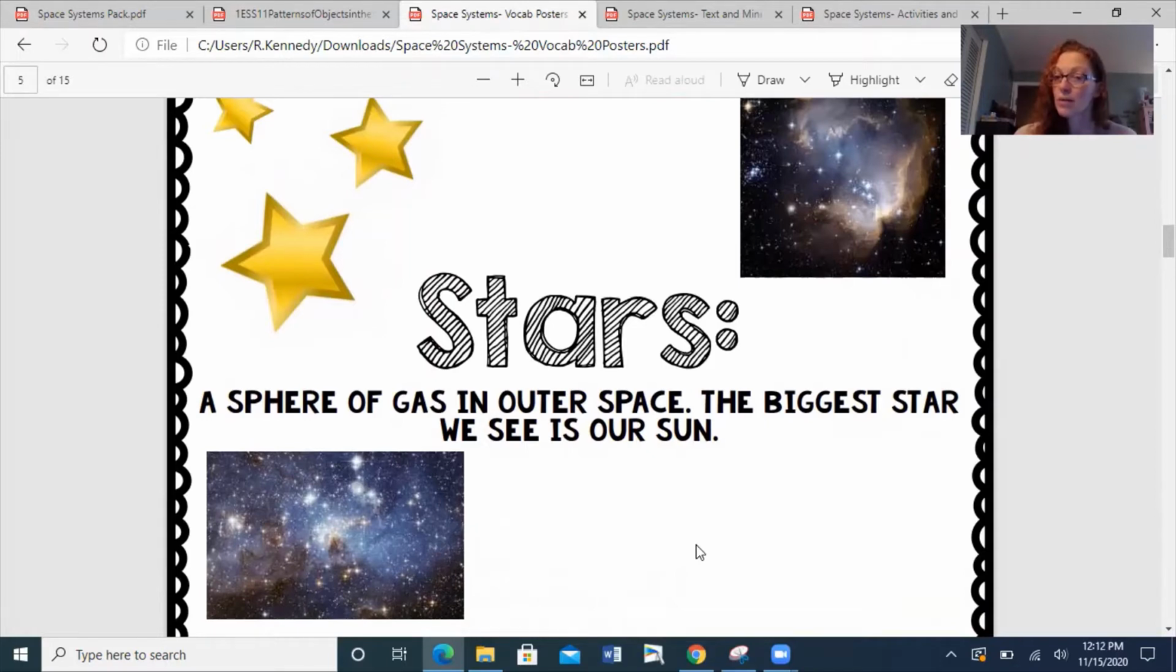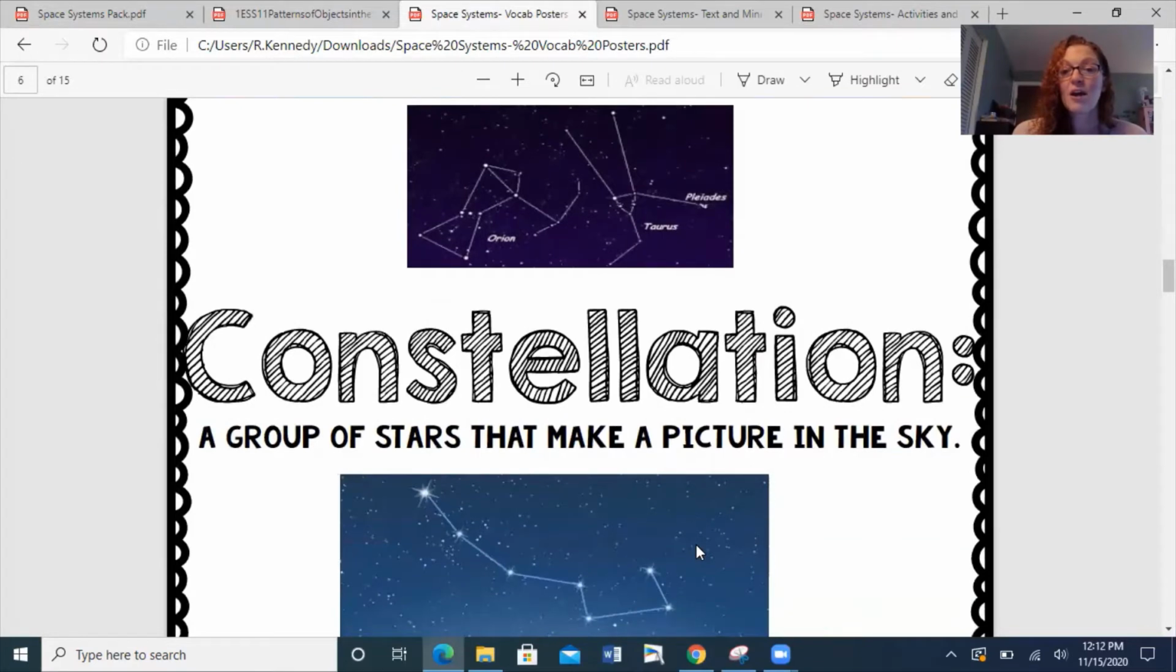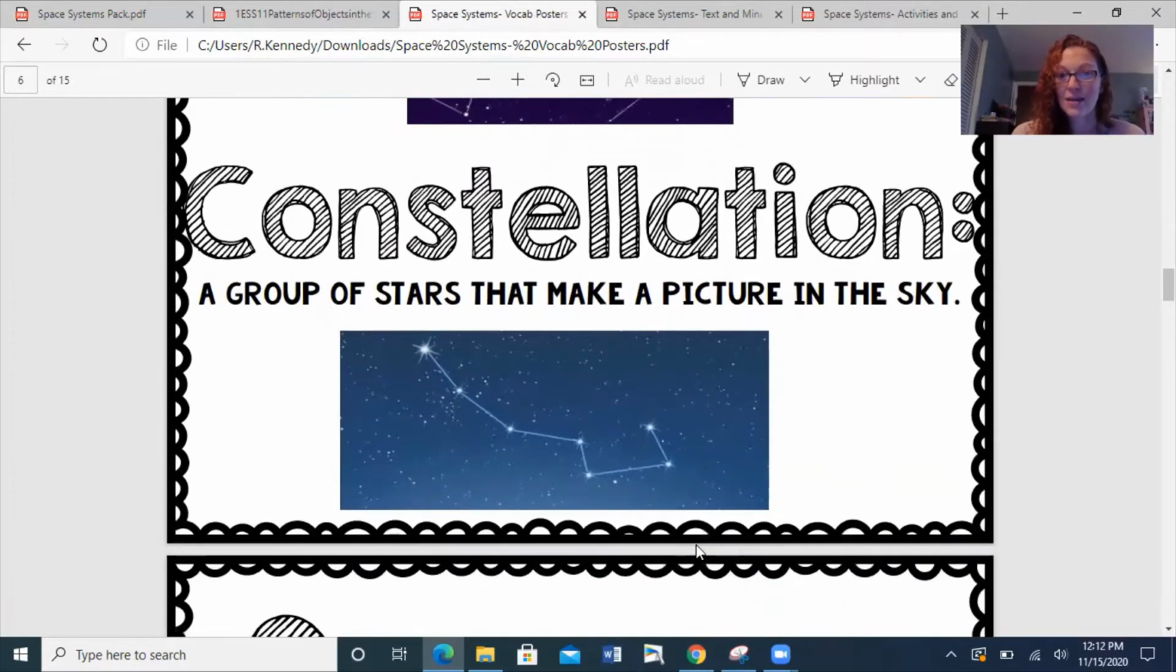The biggest one that we can see is the sun. Do you remember why it's big? Miss Sherwood told you during STEAM. It's big because it is the closest to us. So all of those stars are big, but the sun looks the biggest to us because it's the closest. All right. And the stars can form patterns in the sky. Well, make a picture in the sky, right? Called constellation. We're going to be talking about that later.